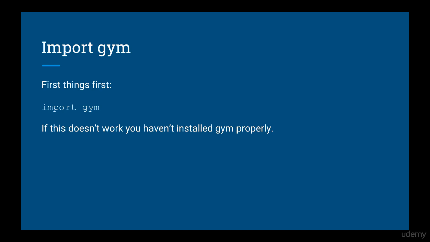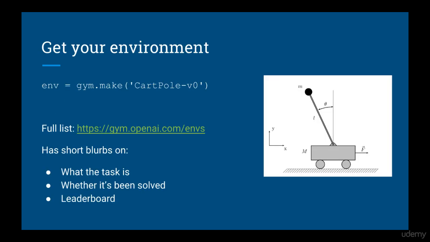The first thing you'll have to do, of course, is import Gym. If this fails, that means you haven't installed the Gym properly. The next thing you want to do is get your environment. This is the gym.make function. Notice how in this example we're getting the cart pole environment. As you know, cart pole is the environment where the task is to balance a pole on a cart. Of course, Gym has other environments as well.